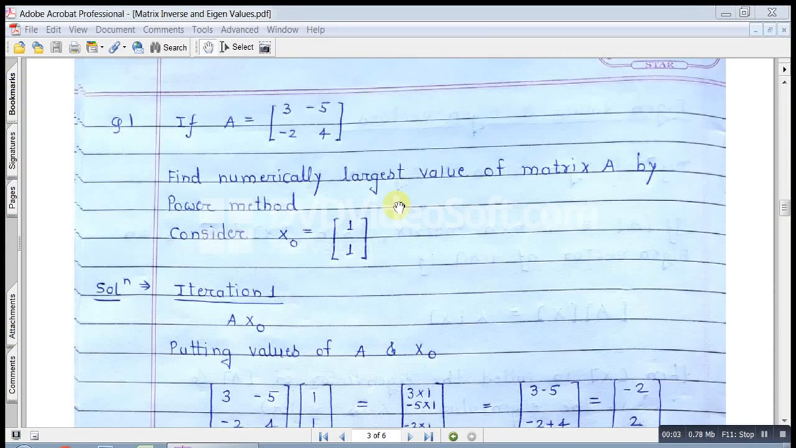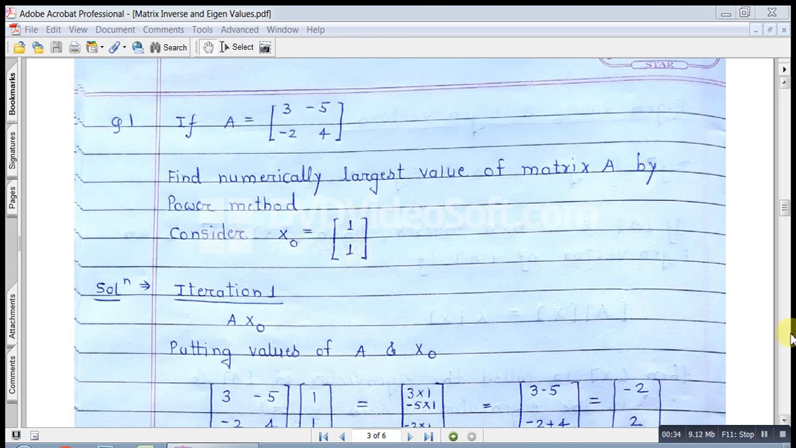Hello students, today we will see how to calculate the eigenvalues and eigenvectors for the given matrix. Let's take one example. If A is given as 3, -5, -2, 4, and they ask you to find numerically the largest eigenvalue of matrix A by the power method. Here I just missed the word eigen. So consider the largest eigenvalue of matrix A by the power method. Consider the initial approximation x0 they have given as 1 and 1.